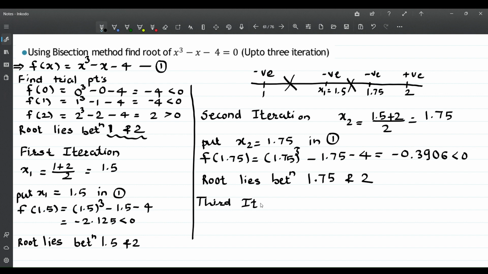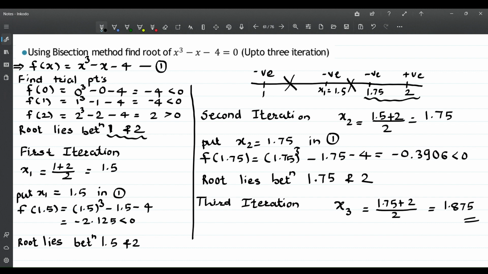Now next one, last is third iteration. So what to do here? We have to find x3. X3 is the midpoint of these remaining two trial points. It is 1.75 plus 2 divided by 2. 1.75 plus 2 is 3.75 divided by 2, which will be 1.875. So our answer will be approximately 1.875.